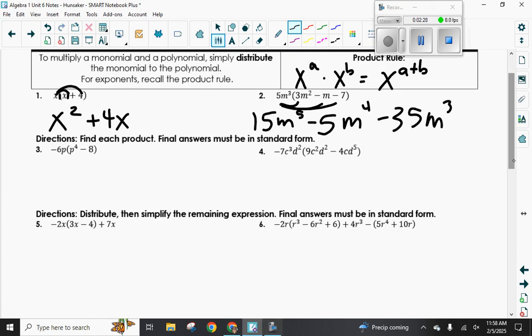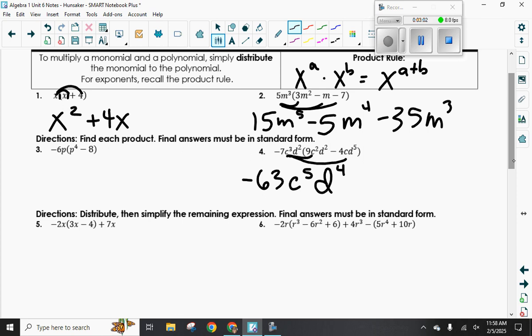Okay, let's look at number 4, introducing multiple variables. So same thing. You're going to multiply, distribute. I have 2 terms on the inside here, so I'm multiplying that by 2 separate things. So negative 7 times 9 is negative 63. What is c to the second times c to the third? C to the fourth. Perfect. And then what is d squared times d squared? D to the fourth. Perfect. So there's my first term.